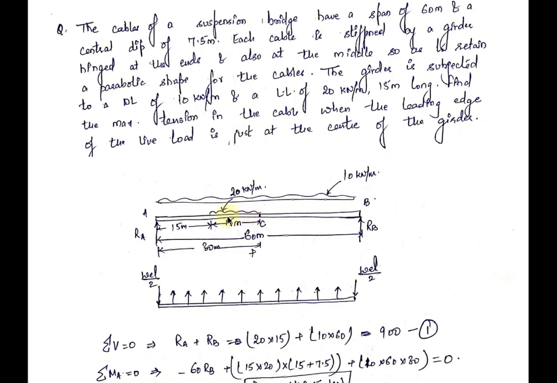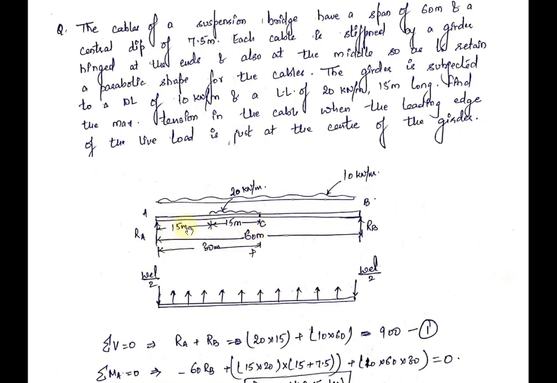So we have to find the maximum tension when the front edge of the live load is at the center of the girder. The length of the live load is 15 meters and we have to put its front edge, or the leading edge, at the center of the girder. So the load positioning will be something like this. Live load will be placed here with its front edge at point C. The length of the live load is 15 meters. If this is 15, C is at the center, so therefore this will also be 15.